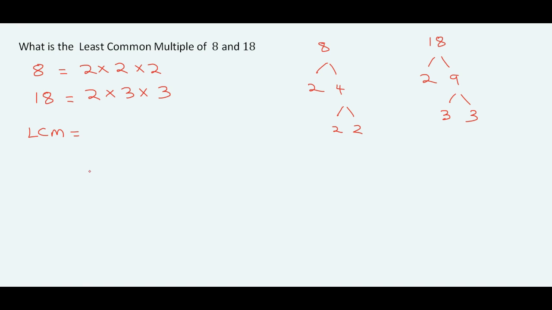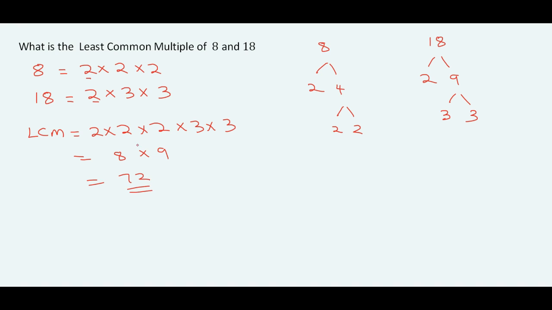Now here's where it gets interesting with the least common multiple. We have 2's right here. We're going to take the largest occurrence of 2, so we have 2 times 2 times 2. That's the one that occurs most often. And even though there's no 3 for 8, we're going to use 3 times 3. So this is going to give us 8 times 9, which is 72.